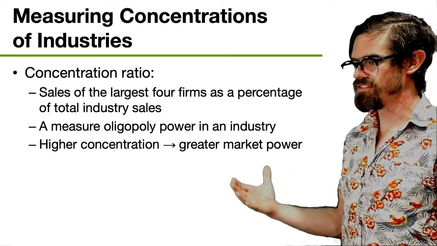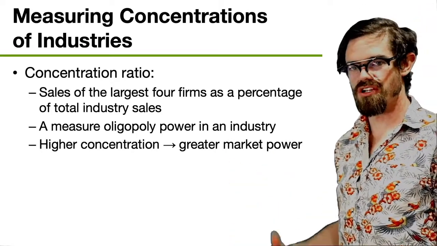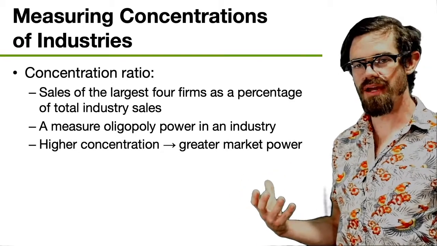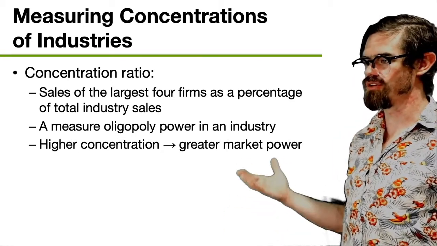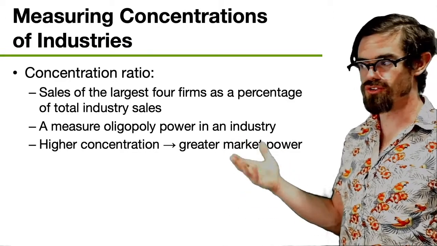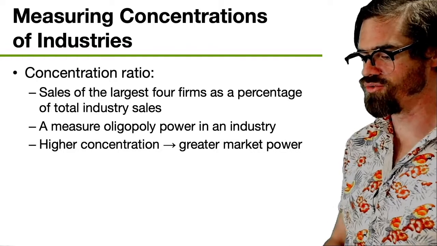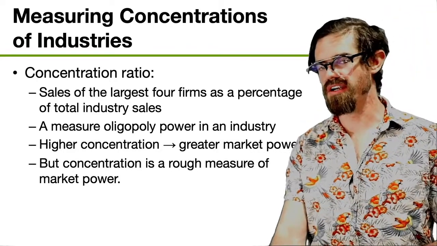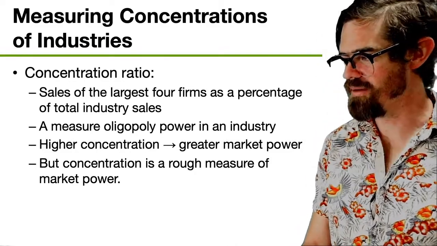All right, so basically what this ratio is telling us is the level of oligopoly or market power in the industry. And so a higher concentration, a higher ratio, a ratio that's closer to 1 is telling us that there's greater market power. But this is a very rough measure. It's not perfect.